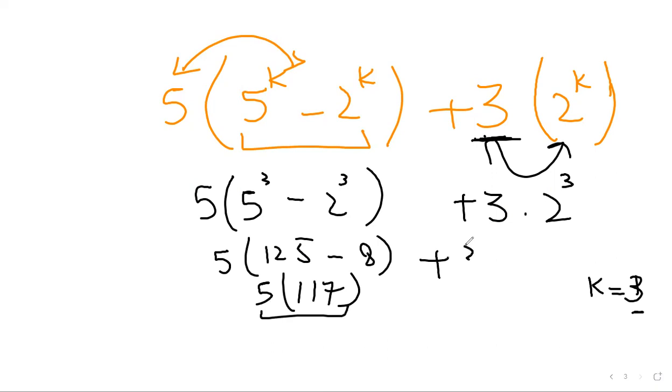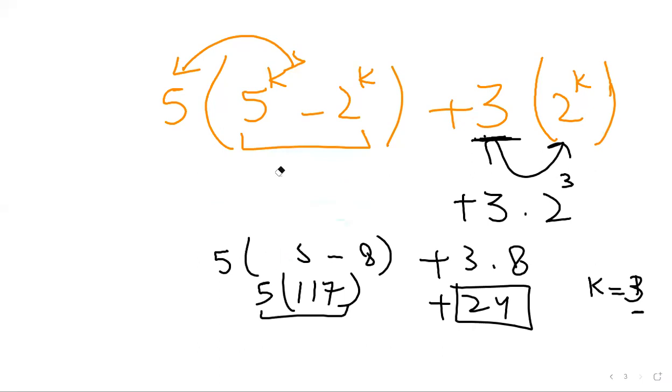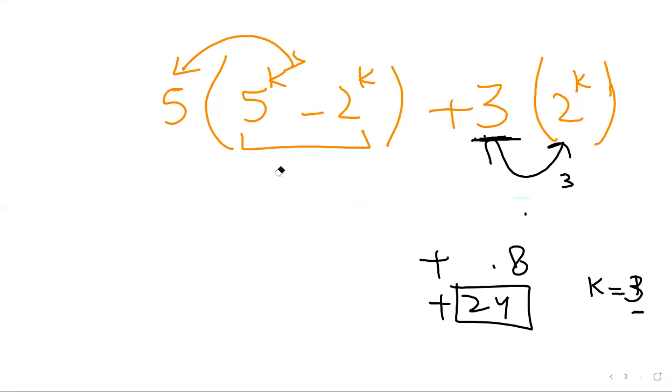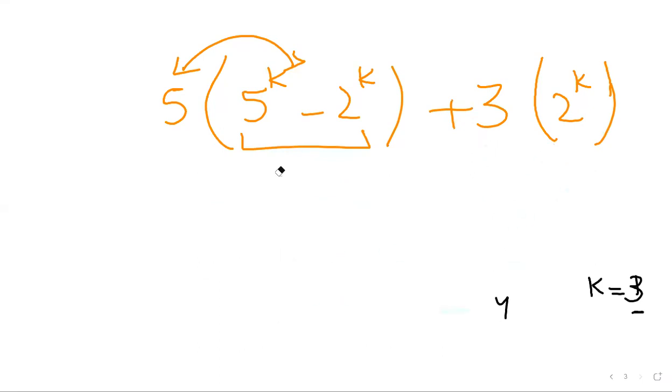And similarly, 3 into 8 is 24. 24 is also divisible by 3. It is very clearly mentioned. It's also divisible by 3. It means that the whole statement is easily divisible by 3. Why have I done this? Only for your understanding, although the question is complete here. You can say that it is valid for n is equal to k plus 1 as well.